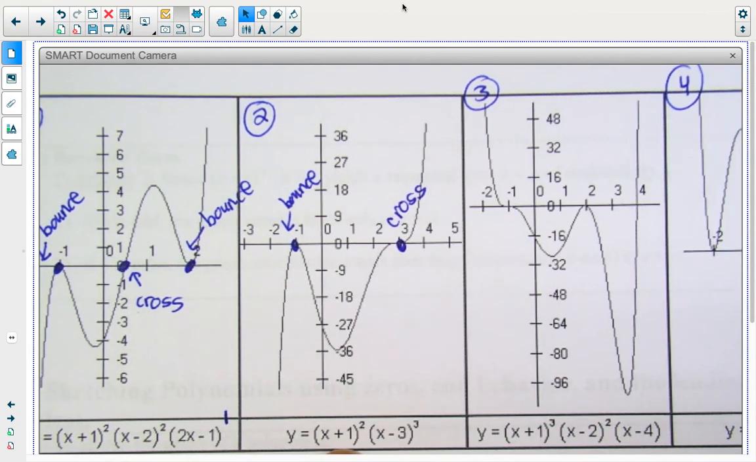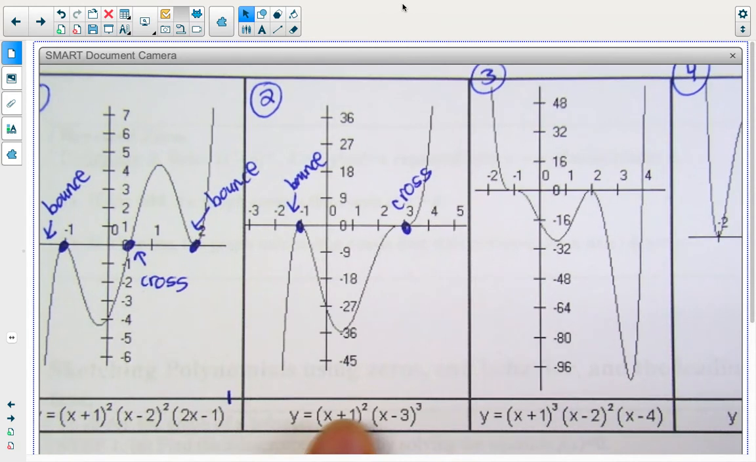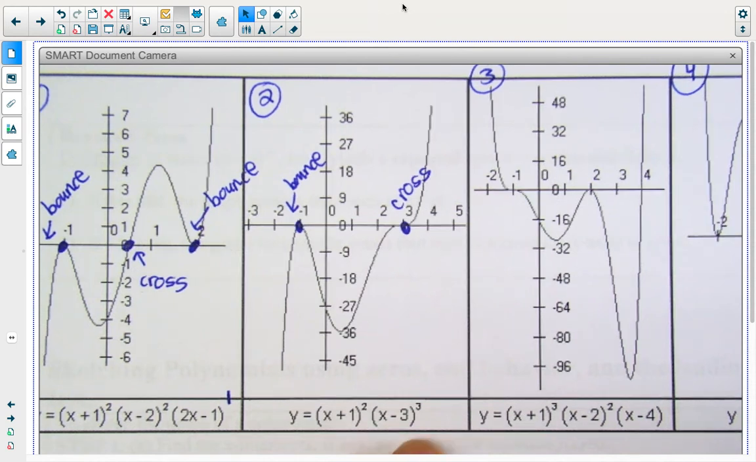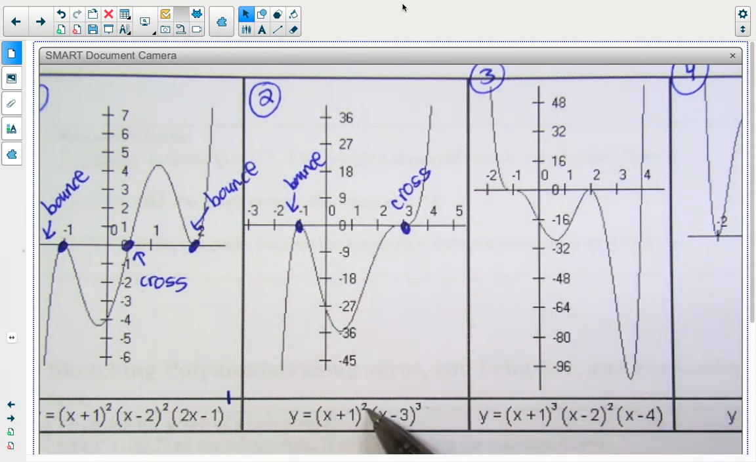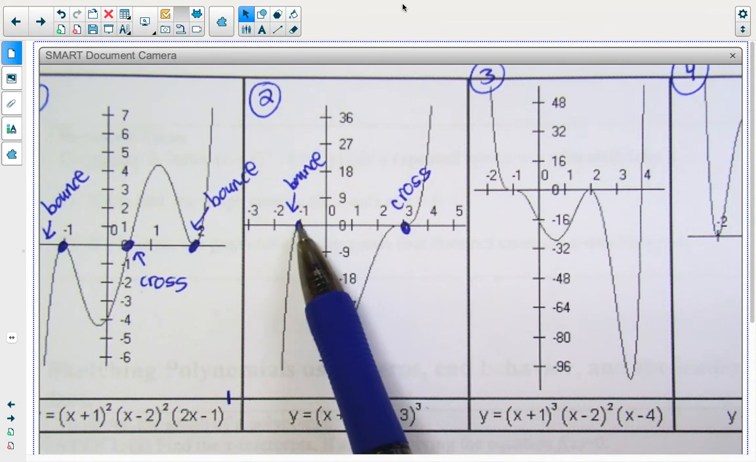(X plus 1) squared has a multiplicity of 2. So that means that factor counts twice. (X minus 3) to the third has a multiplicity of 3, so that means that factor counts 3 times. If it's odd, like the number 3 down here where my pen is, it's going to cross through. Notice it crosses through. If it's even, notice this 2 here is only going to bounce. Notice it bounces up here.